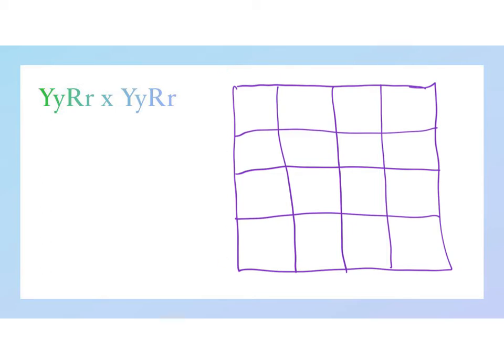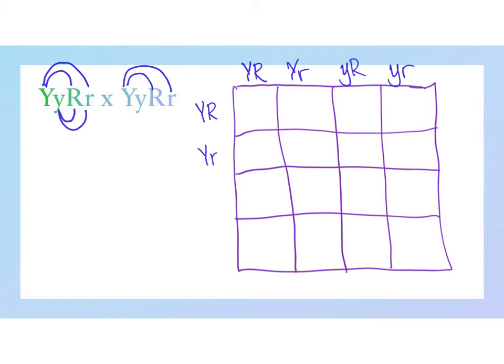So to do that, big Y is going to combine with the big R. So Y, R. Then the big Y will combine with the little r. So big Y, little r. The little y with the big R. So little y, big R. And then little y, little r. And now I'm going to do the exact same thing for the rows. So big Y with big R. Big Y with little r. Little y with big R, and little y with little r.